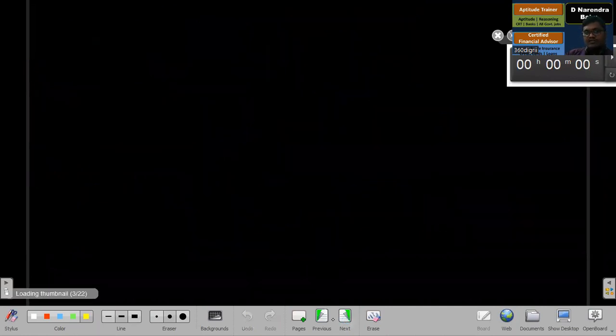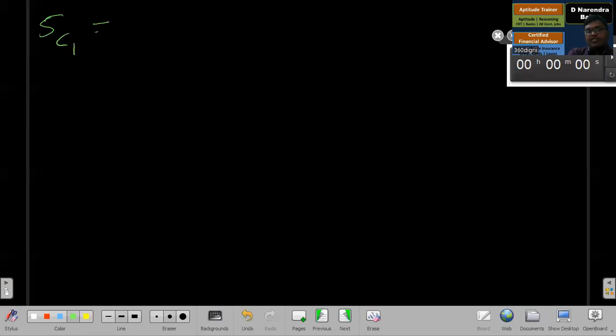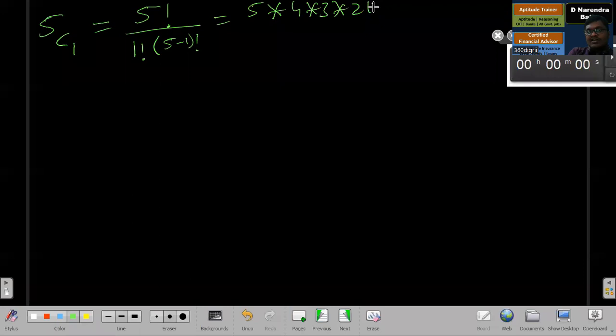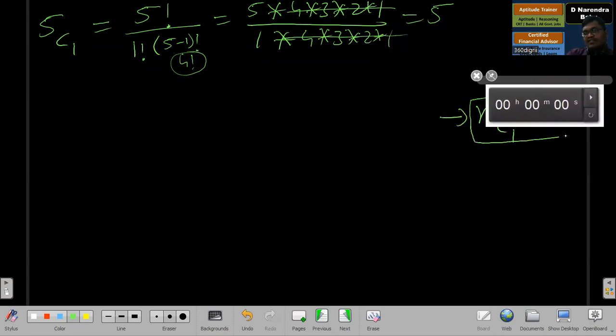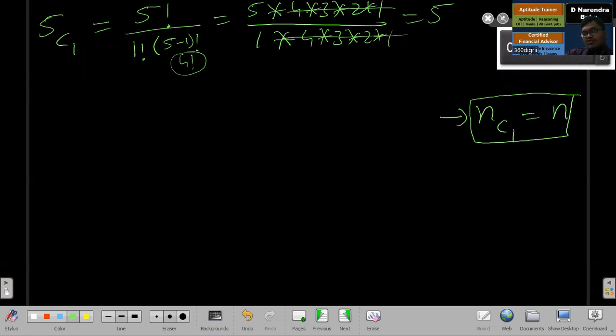Now we'll move to the next one. See here. Suppose 5C1 value, if you want to calculate: 5 factorial by 1 factorial into 5 minus 1 factorial. What does this become? 5 into 4 into 3 into 2 into 1, by 1 into 5 minus 1, that is 4 factorial, 4 into 3 into 2 into 1. All get cancelled. So it is equal to 5. So from this we know one formula: nC1 is always equal to n.